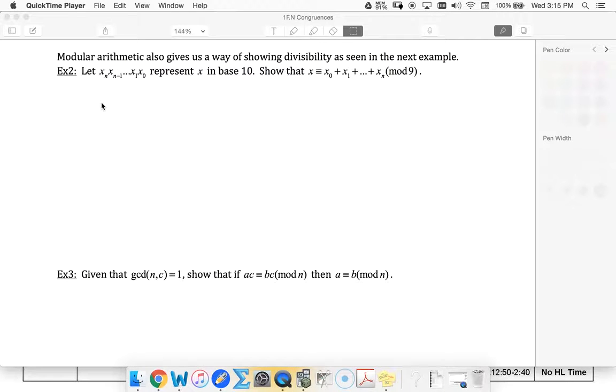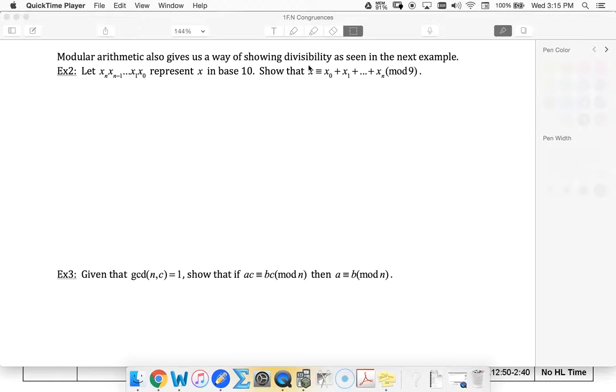Previously we showed that we could prove divisibility using proof by induction or sometimes logic, and now we're going to show how modular arithmetic can help us show divisibility as well. So we want to show that if a whole bunch of digits represent the value x in base 10, then x is congruent to the sum of its digits mod 9.